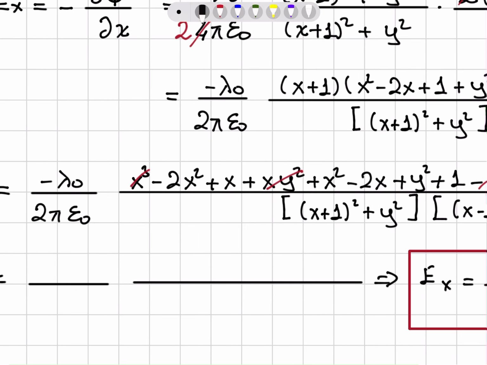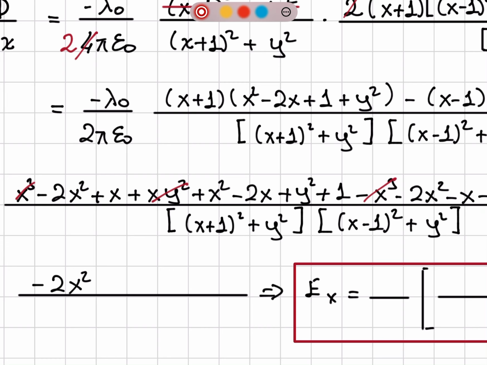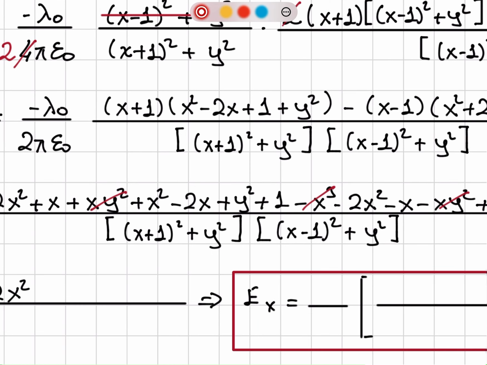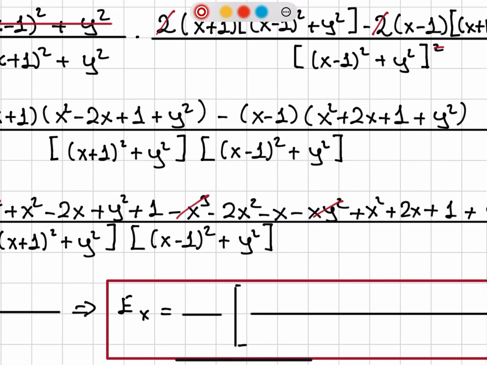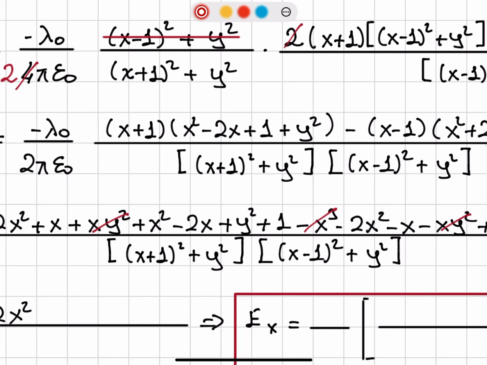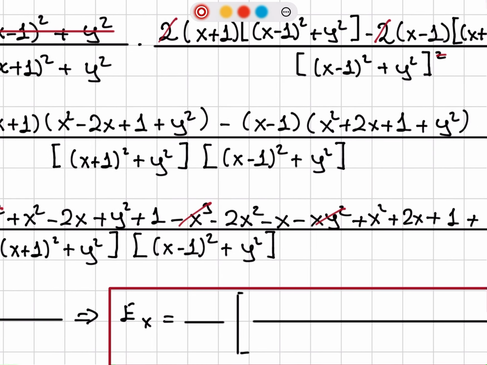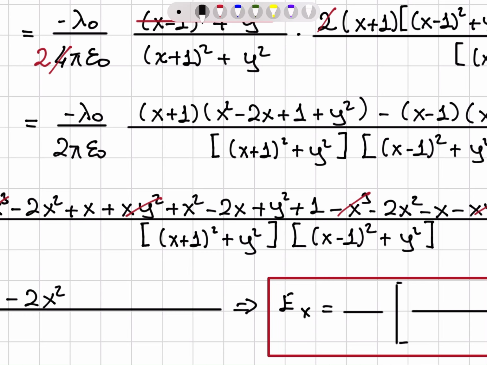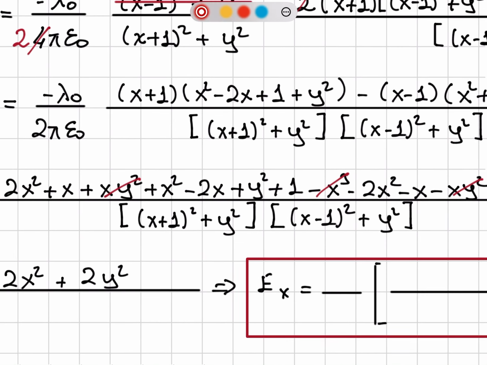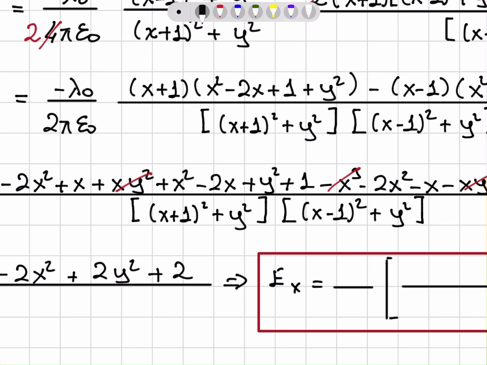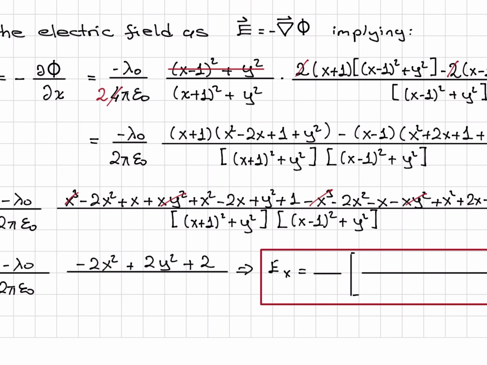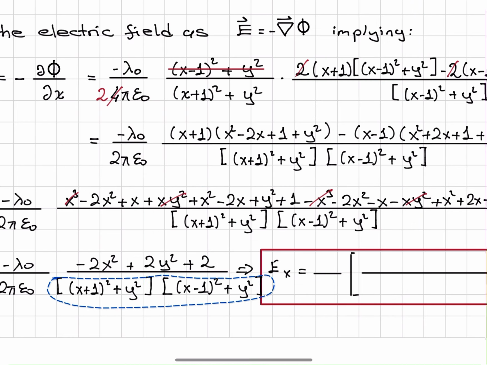So we have minus lambda 0 over 2 pi epsilon 0 times minus 2x squared. And then we have these x terms, plus x minus 2x minus x. And another, so these two x's will cancel and these two x's will cancel, so there is no x term remaining. What about the y squared terms? We have one y squared here, one y squared here, so we will obtain plus 2y squared. And then we will have these two ones adding up to 2 plus 2 divided by the same term at the bottom.